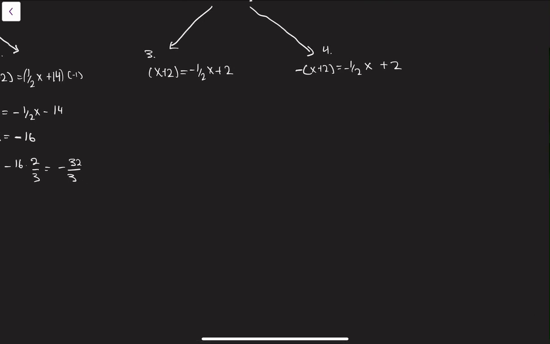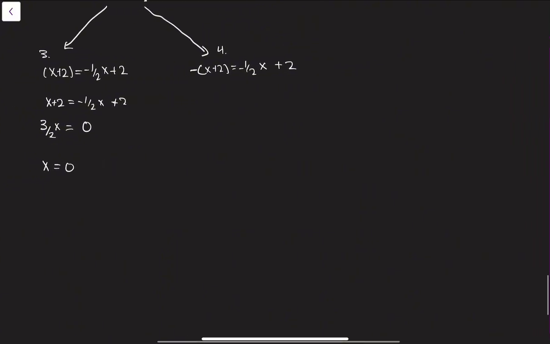Moving on, we'd have x plus 2 is equal to negative 1/2 x plus 2. Bringing the negative 1/2 x to one side, we'd get 3/2 x. Bringing the 2 to the other side, we're going to get, that's a 2, yes. I thought that was a 12 for a second. That's a 2. That should be 0. x is equal to 0 then. That works out pretty well.